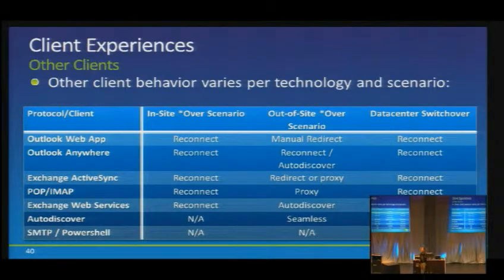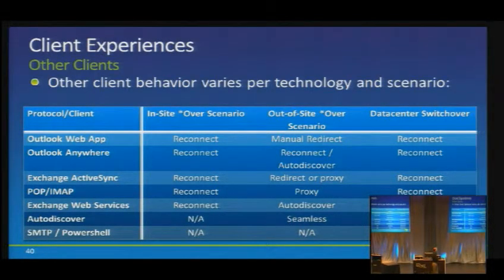Now, if it's outside the site, obviously there are going to be different behaviors depending on the clients. Some Outlook Web App clients might have the manual redirect, where they use the URL that they're used to, and instead of getting the login page, they get a message that says there's actually a better URL for you to use now. Click here to use it, and then they have to sign in. For Outlook Anywhere, depending on what version of Outlook you're using and the nature of the failure, it might be an automatic reconnect, partially through Autodiscover as you saw, or through whatever RPC client access property was set on the database.